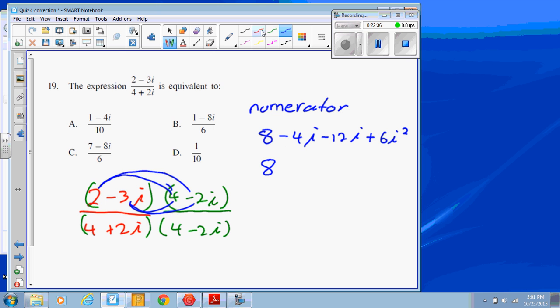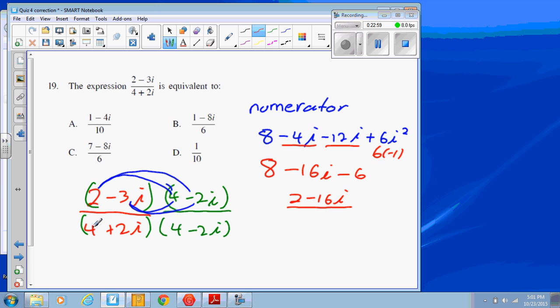These two guys, let's do a different color here. These two will combine to be minus 16i. And this is going to be 6 times negative 1, which is minus 6. So that's going to be 2 minus 16i. That's the numerator for this answer.